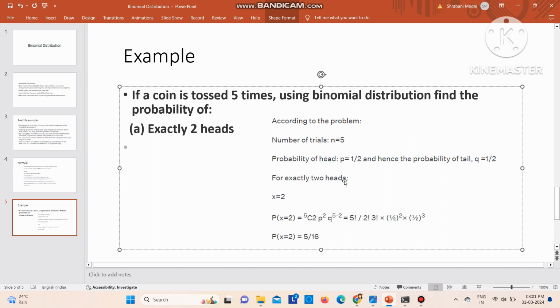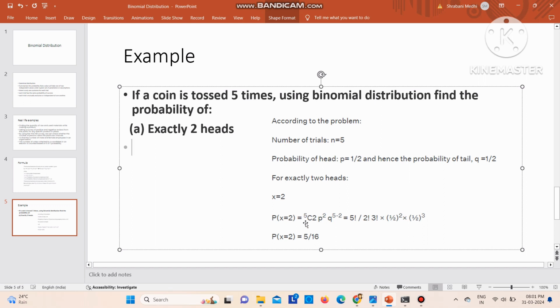Now you want to get exactly 2 heads, so your value of x will be equal to 2. Now we will simply put this in our formula. So it will be nCx, 5C2, p to the power x, that is p to the power 2, q to the power n minus x, that is q to the power 5 minus 2.